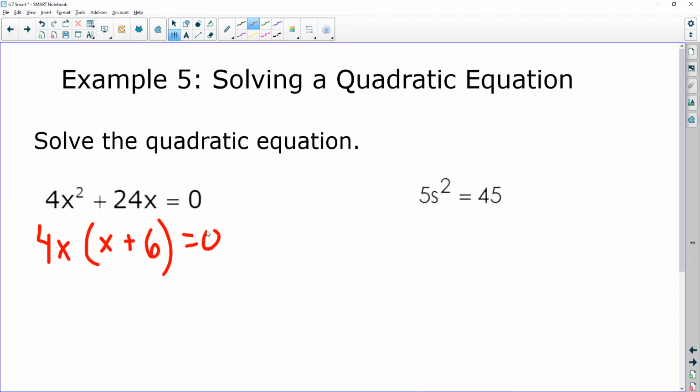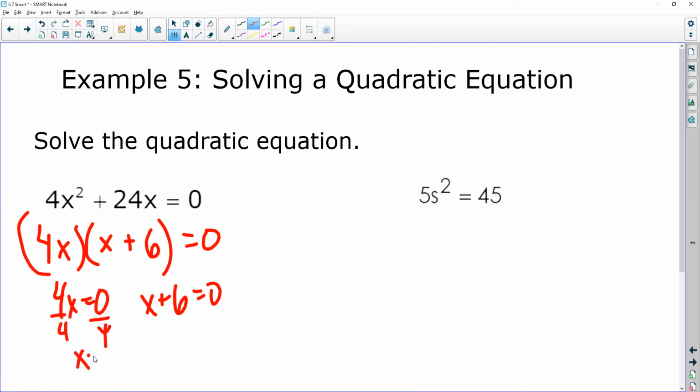And now at this point, I have two products, right? Just like I did before. So I can do 4x equals 0, x plus 6 equals 0. Divide this one by 4, x is 0. Minus 6, so I get x is 0 and x is negative 6.